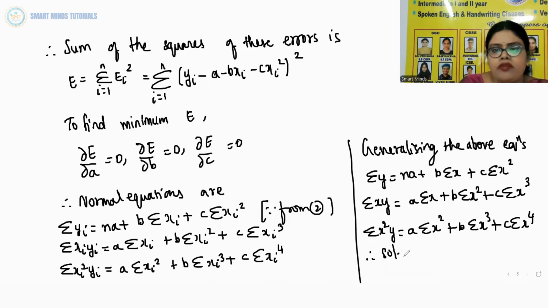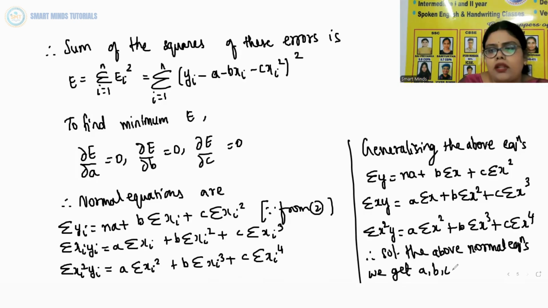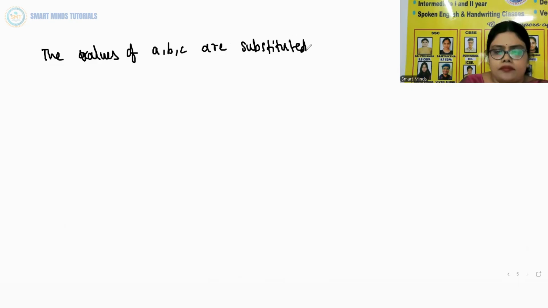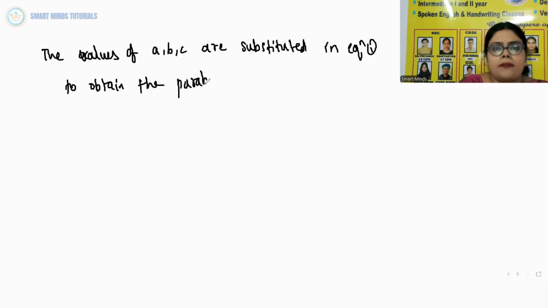Therefore, solving the above normal equations, we get values of a, b and c. Now these values of a, b and c are substituted in equation number 1 to obtain the parabola of best fit.